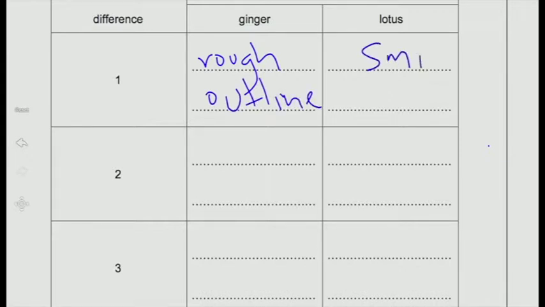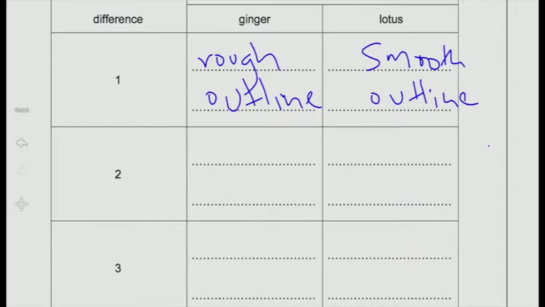Let's write them down. We say the ginger has a rough outline, whereas the lotus is smooth outline. That's with regard to the bark on the outside.